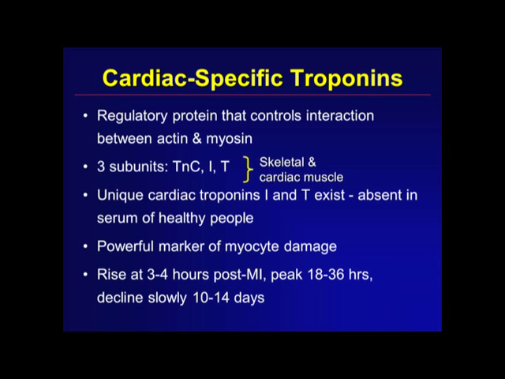This is a powerful marker of myocardial damage. It rises at 3 to 4 hours after the infarct, peaks at about 24, and then it declines over the next week or week and a half. So troponin I is what we typically use at our hospital. We'll get one when you're admitted, again either at 8 or 12 hours, and again at 12 hours later.